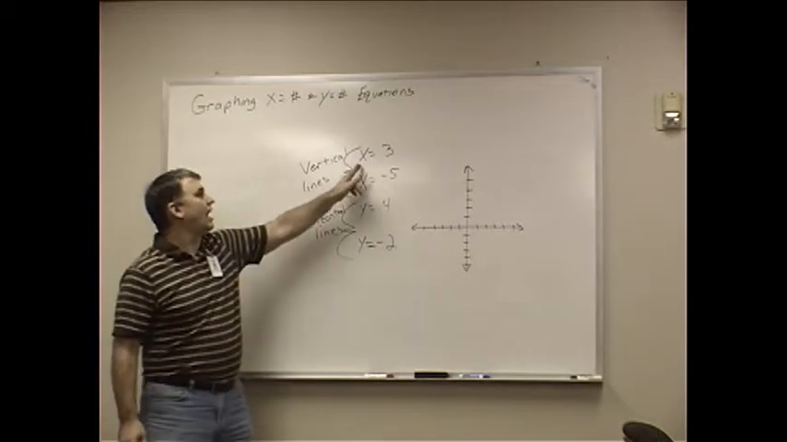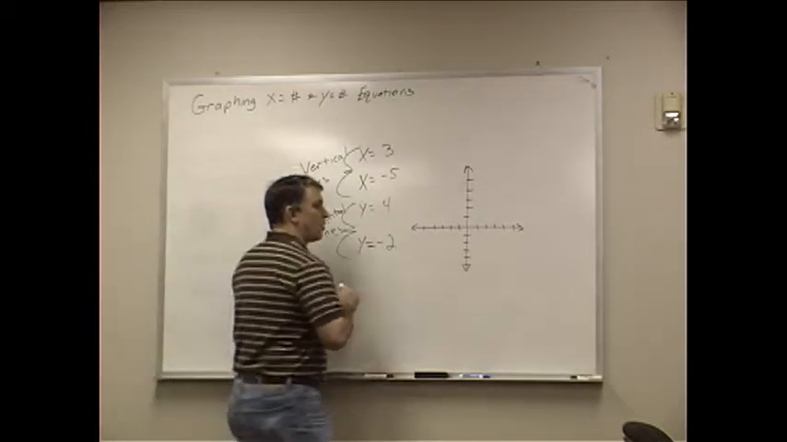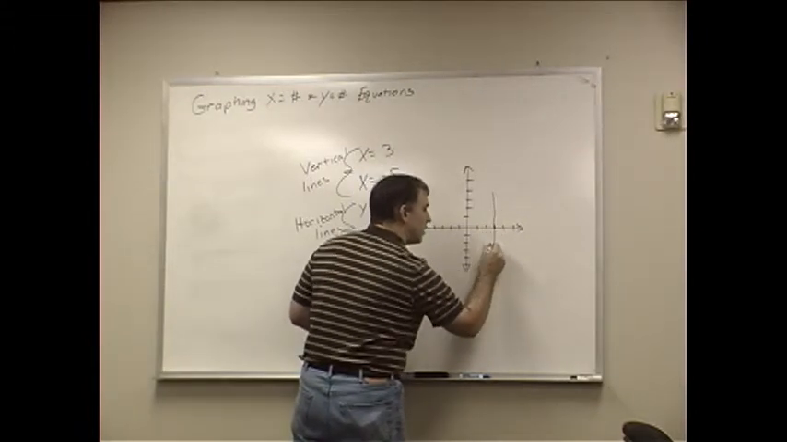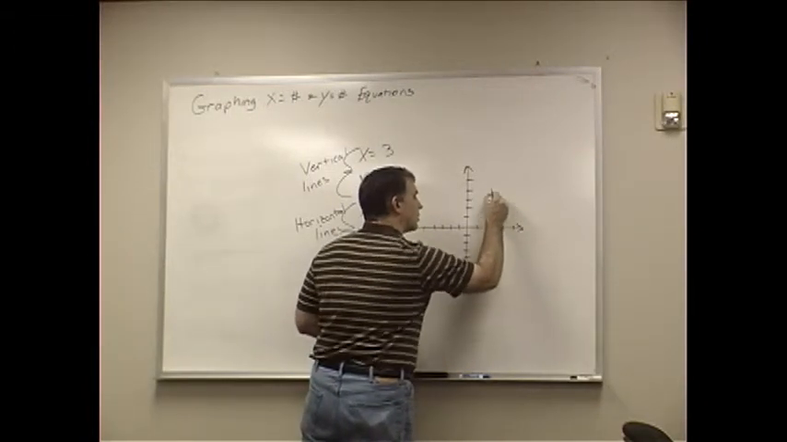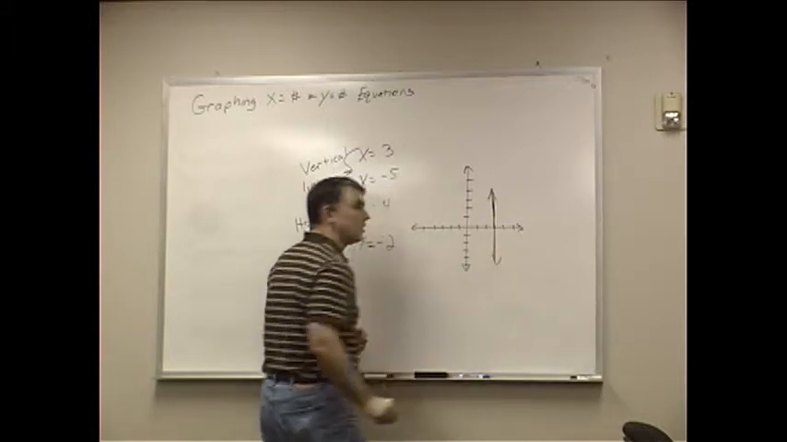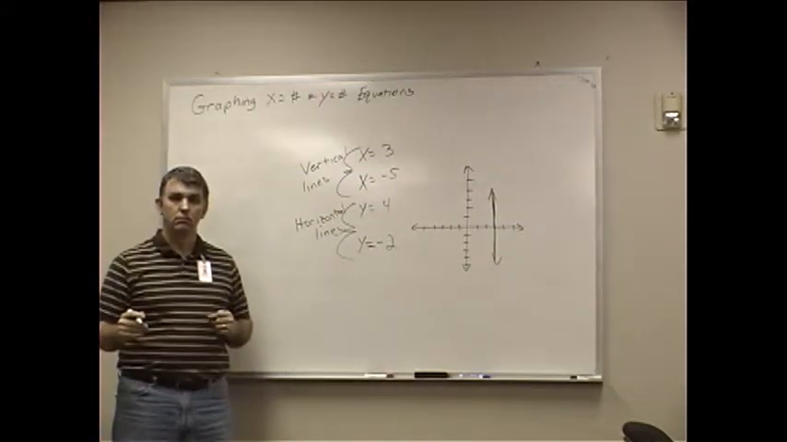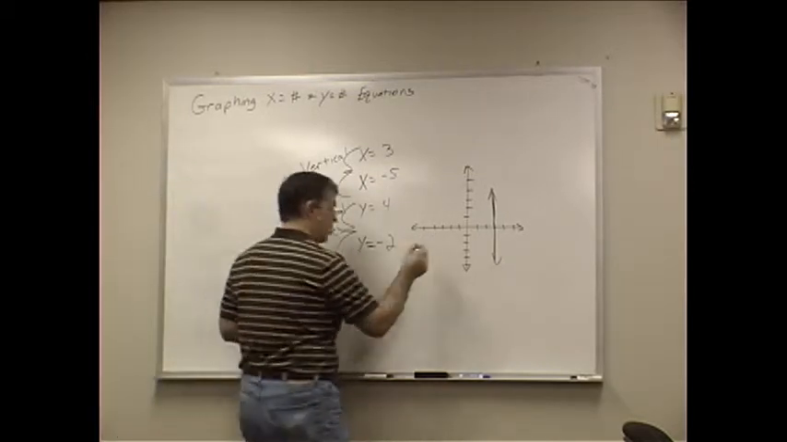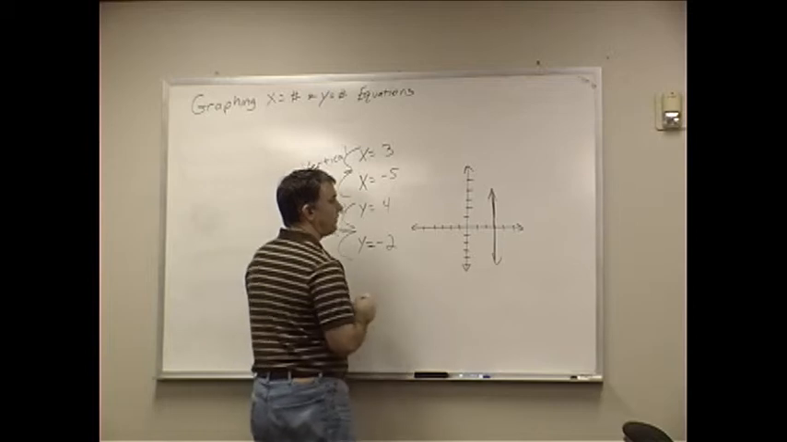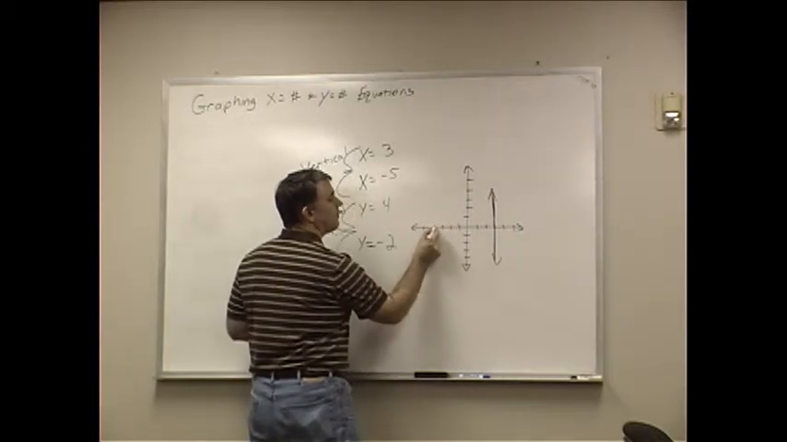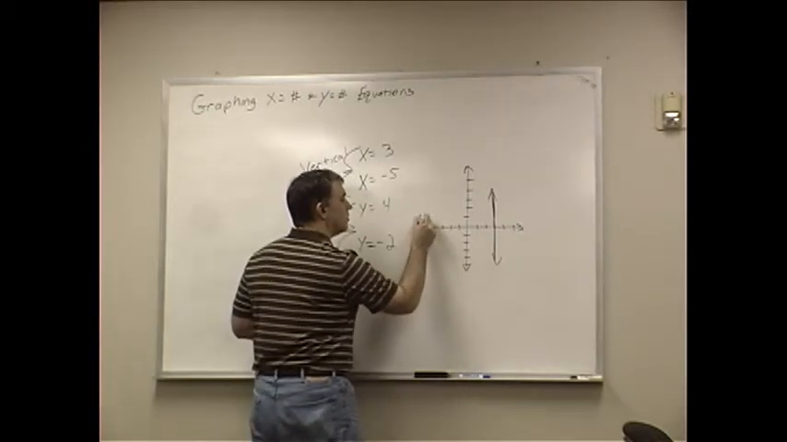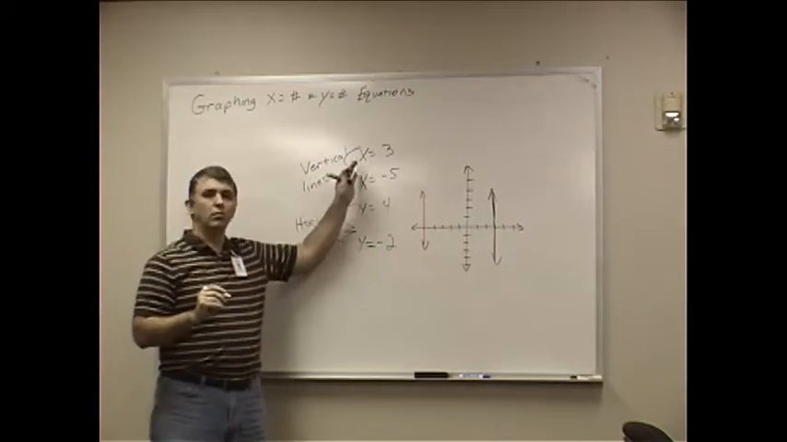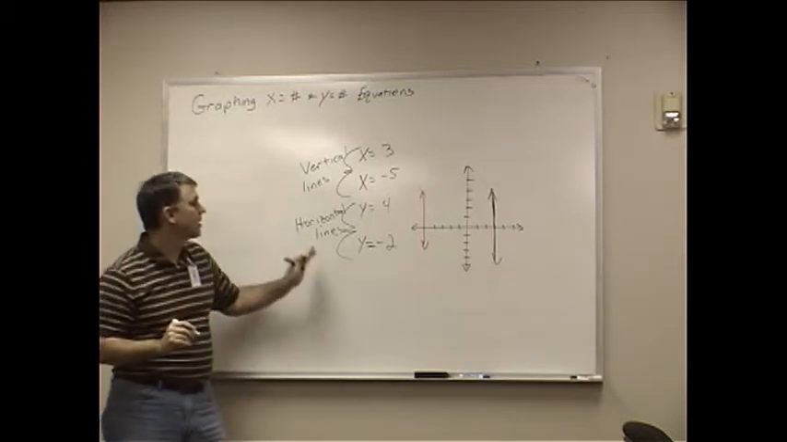So let's do this. X equals 3. So we just go to 3 on the x-axis, right there, and we make a vertical line. That's it. Yes, it's that easy. X equals -5. We go to -5 on the x-axis. 1, 2, 3, 4, 5. It's right here. Boom. There you go. Vertical line. X equals gives you vertical lines.